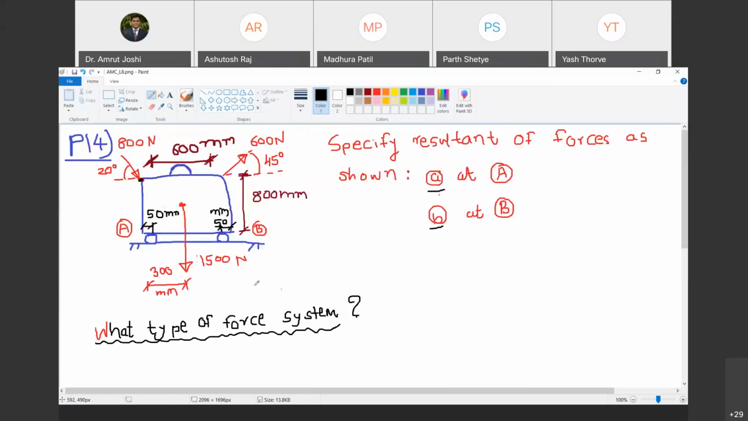To start with, let us ask ourselves a question. What type of force system is it? Ashutosh, tell me, do these forces lie in a single plane? Do the lines of action of all the forces lie in a single plane?